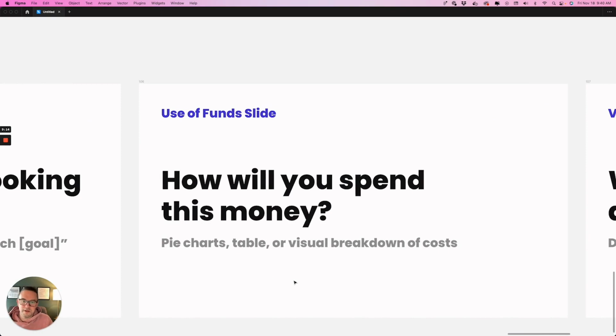Then we have the use of funds slide, which is basically, if I give you this check, how are you going to spend this money? And the only specific thing about this is you get to show them where your priorities are. And this could raise some red flags in a lot of ways, like, hey, we're going to spend 99% of our money on marketing and 1% on product development. That could raise a red flag.